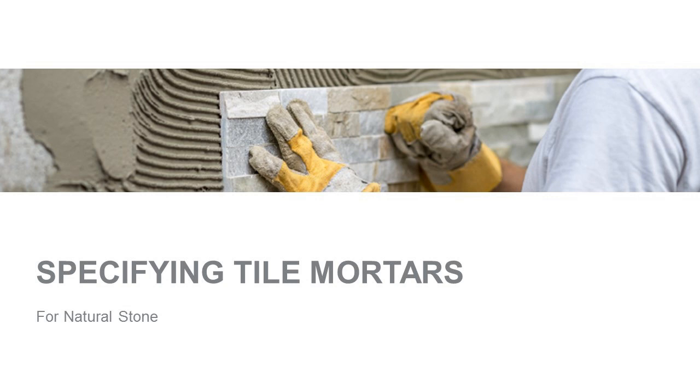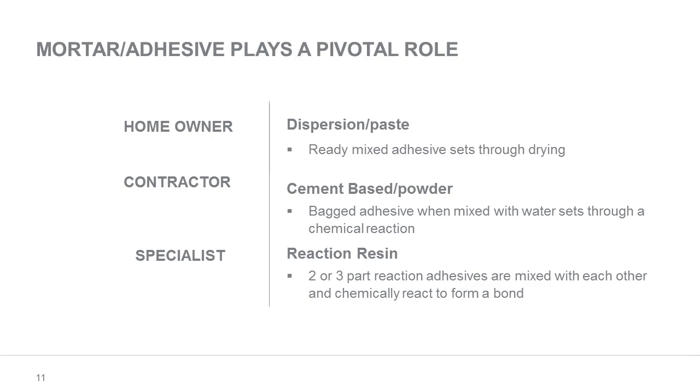Substrates for tiling. Stone tiles and the situations where we place tiling influence the choice of the tile mortar or grout and the specification. There are three main types of tiling mortars or adhesives: dispersion, cement-based, and reaction resins. The reason it's worth taking a moment to talk about them is because they develop adhesion in different ways.